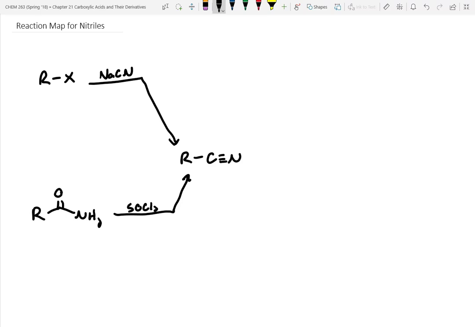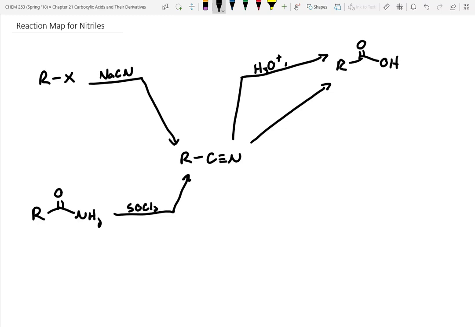Bottom one was with thionyl chloride. That was the one where we kicked off sulfur dioxide gas. And then we saw that we can convert nitriles to carboxylic acids using two different routes. One was just acid and heat and really just crank on it for a while. You'll go past the amide to the carboxylic acid. And the second one was with strong base, like sodium hydroxide, and heat, crank on it, and then make sure that your carboxylic acid is protonated by quenching it with strong acid at the end.